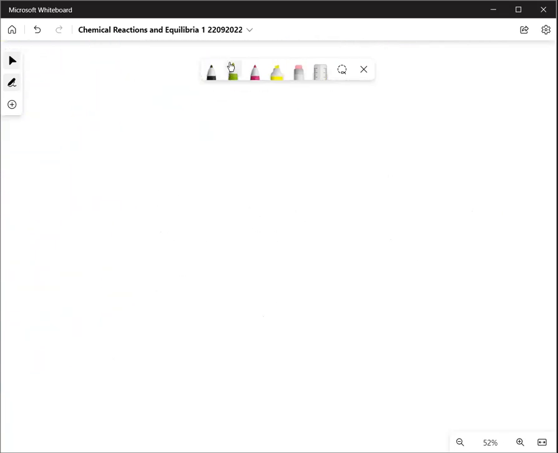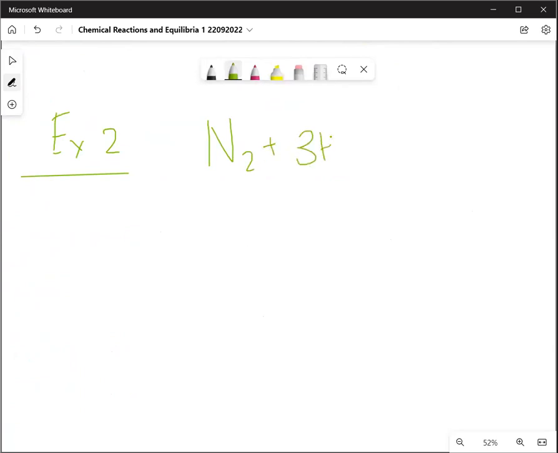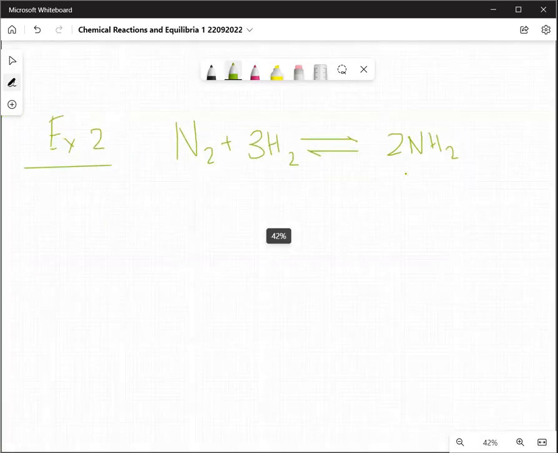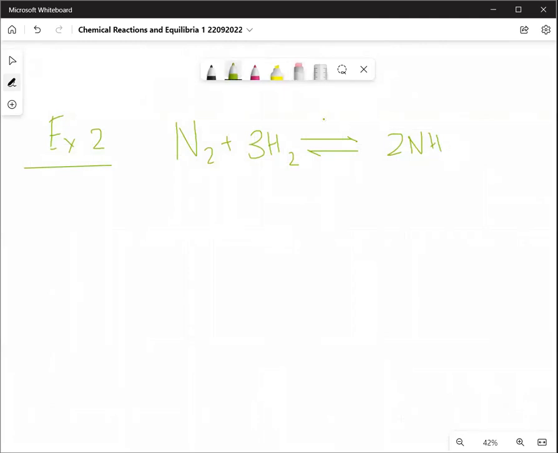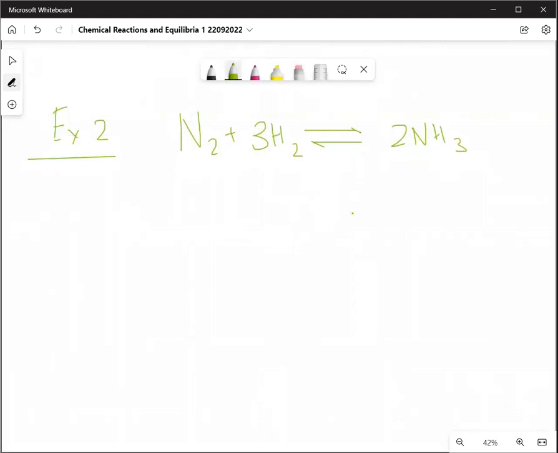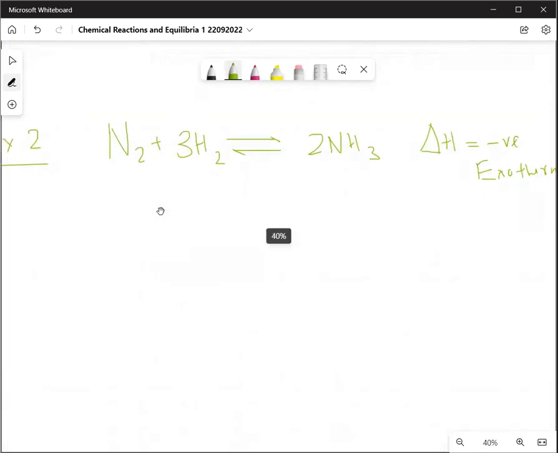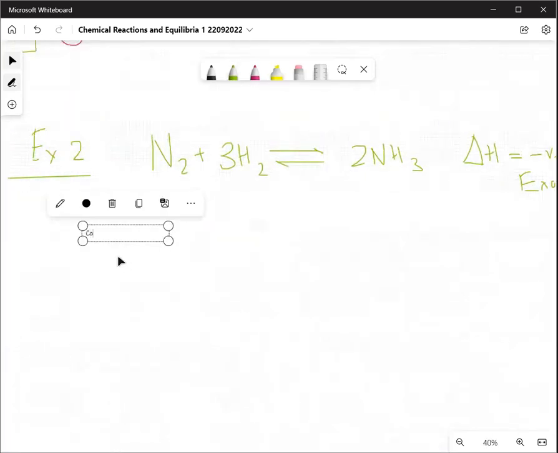Done. Let's continue. Now, the next thing we have is example 2. Let's take the example again of N2 plus 3H2 gives us 2NH3. Now this is what we have. We know that this reaction is exothermic. Now write these down for the concentration.